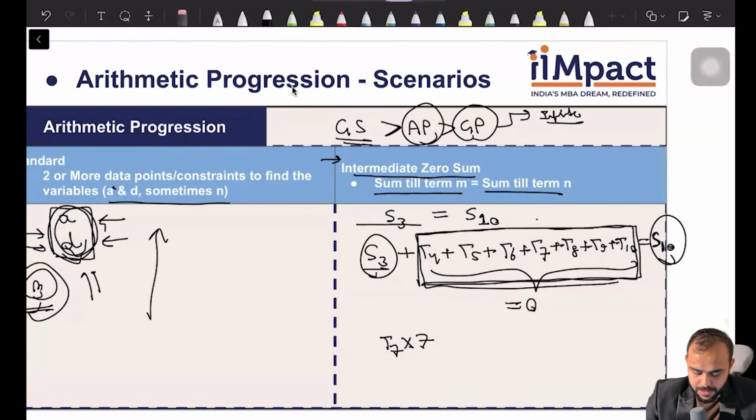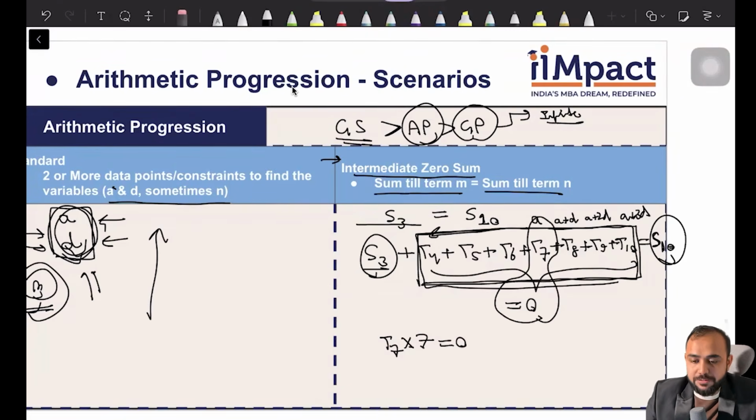If you look at it from that perspective, a plus d, a plus 2d, a plus 3d, and the a minus d terms on the other side, and if you add, you will get 7 times term 7. This is equal to 0, which means term number 7 will have to be 0. And this is a very nice result because it tells you that till term 7 you are going to have a particular sign, maybe positive, maybe negative. Term 7 becomes 0, and after that your terms are going to be negative if previously the terms were positive. So this would either be a decreasing AP or an increasing AP.